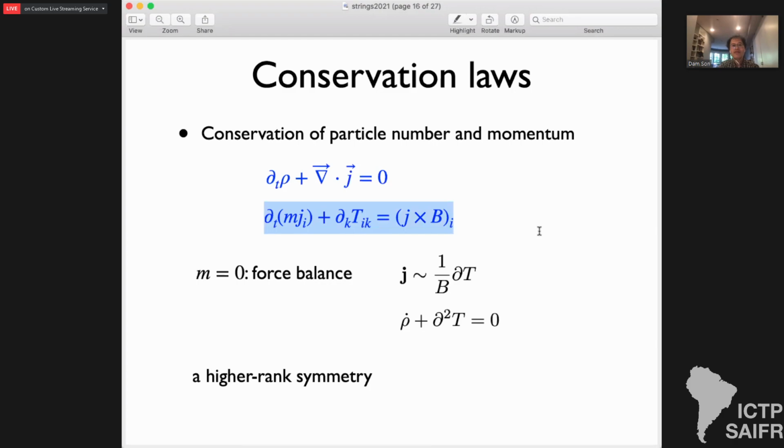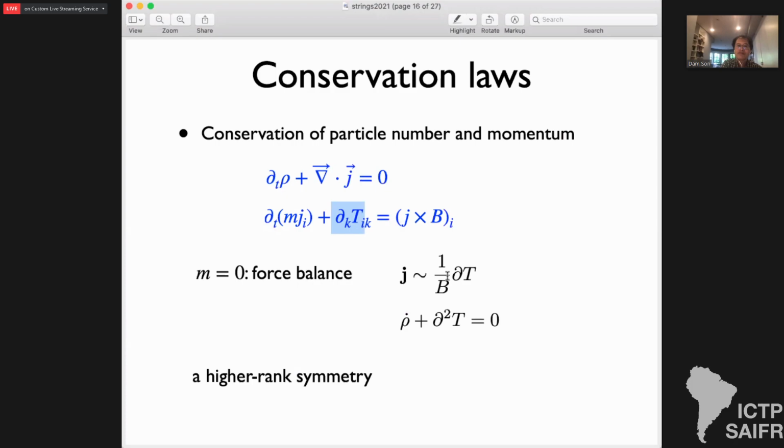One thing that is important is that for a system of electrons, the momentum density is equal to the mass of the electrons times the U(1) current. This fact allows us to simplify the conservation law in the limit of the lowest Landau level, which is m goes to zero. In the case m goes to zero, this law becomes just a balance of force between basically the pressure, the divergence of the stress tensor, and the Lorentz force. And that can be used to solve for the current in terms of the divergence of the stress tensor.